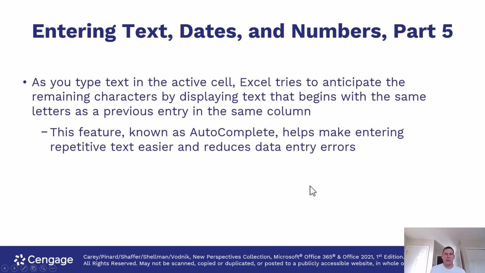All right. So as you type text in the active cell, Excel tries to figure out, and I'm sure we're all used to this, sort of the predictive text. A lot of phones have it now. It does this by displaying text that begins with the same letters as a previous entry in the same column. This feature is known as autocomplete, and it helps make entering repetitive text easier and reduces data entry errors. So if you see it's good, you can just hit Tab, and it'll just fill it in for you.